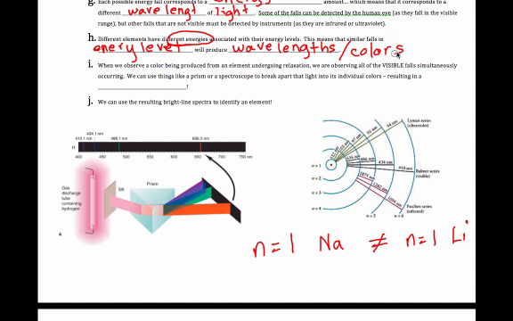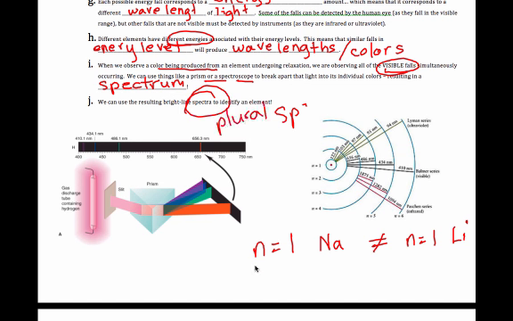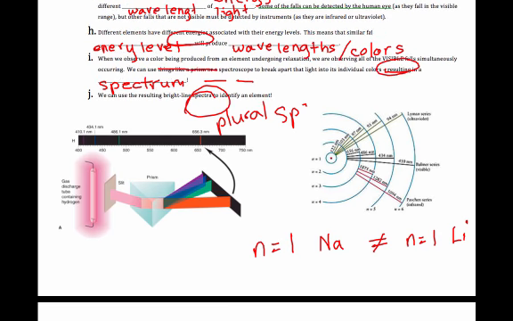It's like a fingerprint. When we observe a color from an element, we're looking at the visible transitions when light is emitted, and they're all occurring at once. We can't split light with our eyeballs. It'd be really cool, but we can't. We have to use a prism or a spectroscope, and what we'll get is a spectrum. It's spectrum if it's singular, spectra, that's plural. Okay, and we're going to be looking at those more in class.